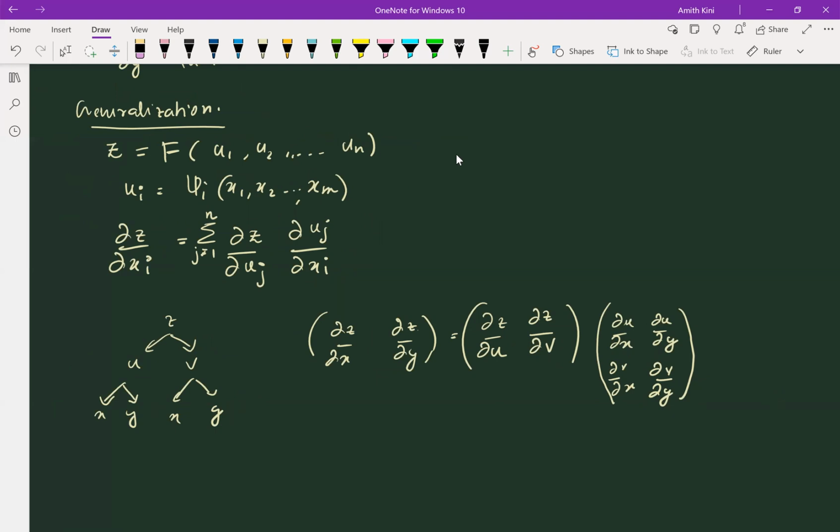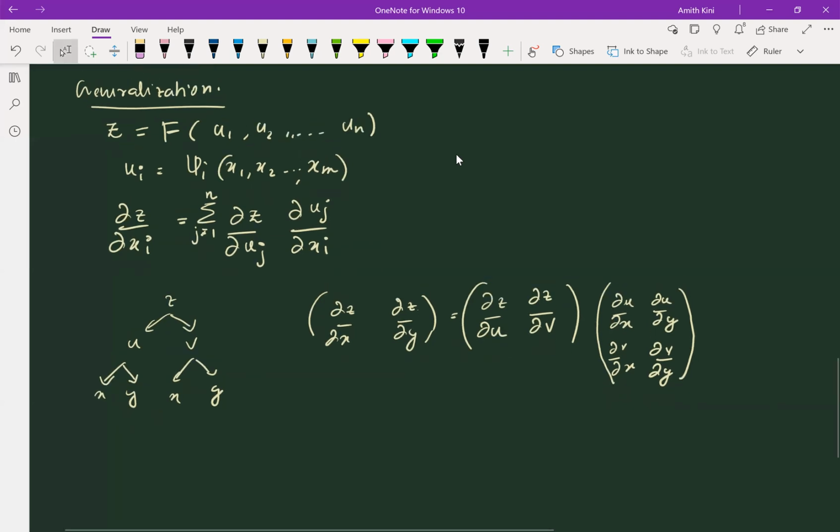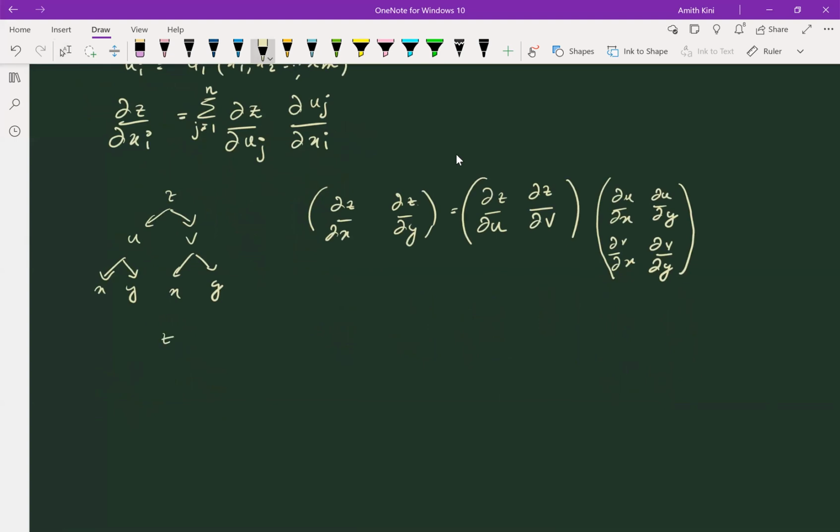Perfect. It works. So if you have a larger number of variables, you could just extend it, and the matrix size will change. For example, if z depends on u and v, and each of them depends on x, y, and t, three variables.